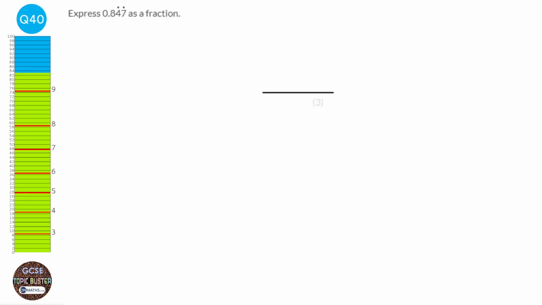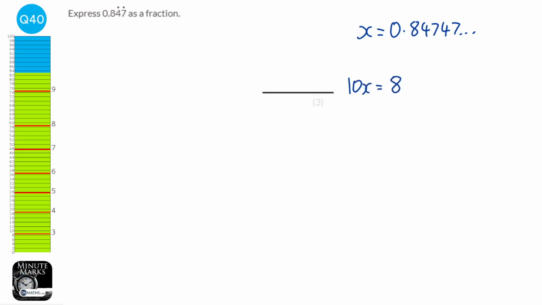I'm going to start by getting x equal to 0.847 recurring. And I'm just going to show that with 3 dots. And we want to bring forward everything that's not part of the recurring pattern. So what I'm going to do is find out what 10x is. And that's going to be 8.4747. So what I've done is I've just got the recurring pattern after the decimal point. And what I want to do now is bring forward one of the occurrences of the recurring pattern, so the 4 and the 7, just one of them.